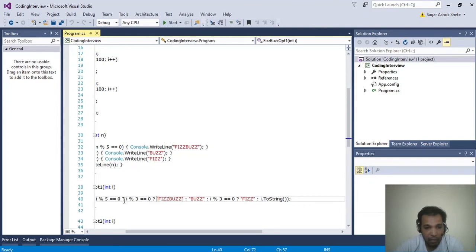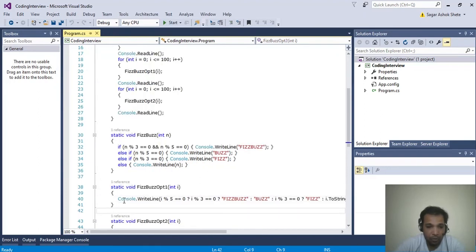3. If that is the case, then print out FizzBuzz directly. If it's divisible by 5 but not divisible by 3, in that case print out Buzz. That means it's divisible by 5 but not divisible by 3. In that case, print out Buzz. If it's not divisible by 5, then check if it's divisible by 3. If it's divisible by 3, print out Fizz. If that's not the case, then print the actual number.